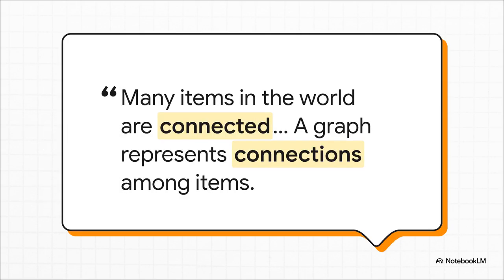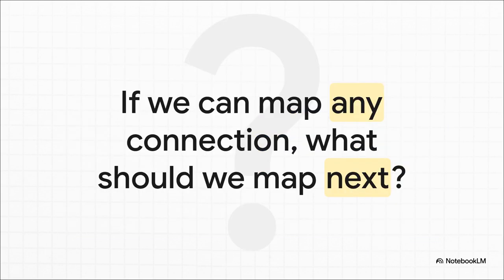And you know, in the end, it all comes back to this one simple, fundamental truth. Many items in the world are connected, and a graph is simply the best tool we've come up with for representing all those connections. It's just an elegant and incredibly powerful way to model the complex relationships that make up our world. So all of this leaves us with one last really fascinating question to think about. If this simple blueprint of dots and lines can be used to map and understand almost any connected system, what do you think we should map next?